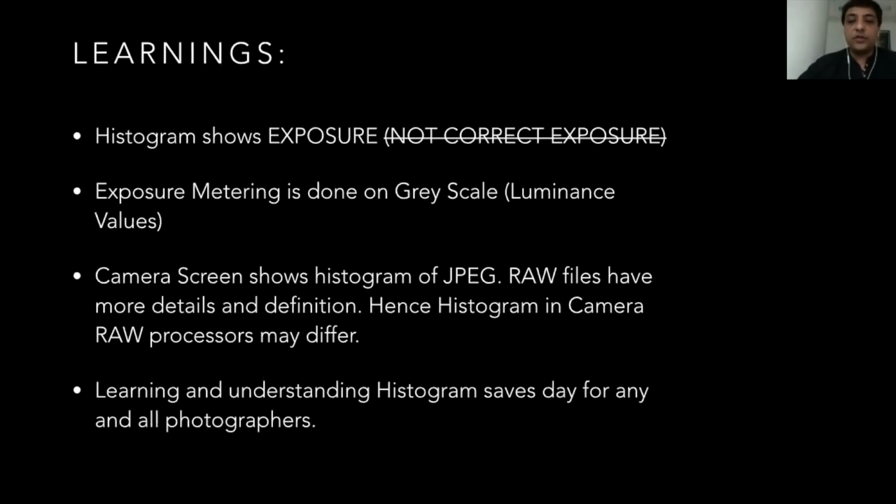Camera screen shows histograms of JPEG conversion of a raw file. So if you have your camera set up in sRGB, but if you intend to process your file in Adobe RGB, then your histogram on the back of the screen and histogram when you process the file in camera raw processor would be significantly different, because the color gamut changes.